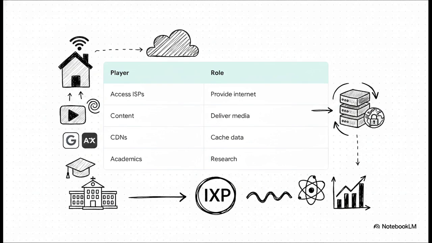So who exactly is hanging out in this building? It's a surprisingly diverse ecosystem. You've got the access ISPs, the folks providing internet to your living room. Then you have the massive content providers like Google and Meta delivering mountains of video. You also have CDNs, or content delivery networks, whose entire job is to sit in these physical IXPs and cache website data, so it's physically much closer to your laptop. And finally, you have government and academic networks, using these hubs to securely transfer massive scientific data sets. This single physical location unites all of these entirely different players under one roof.